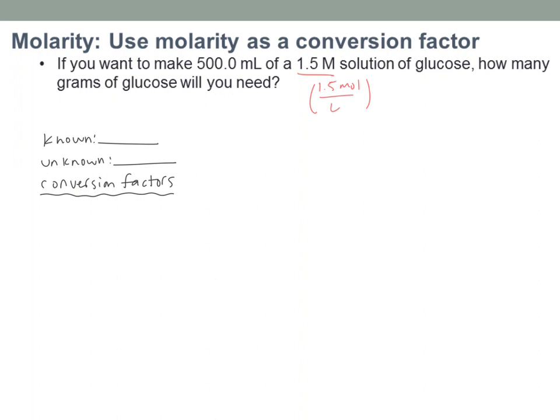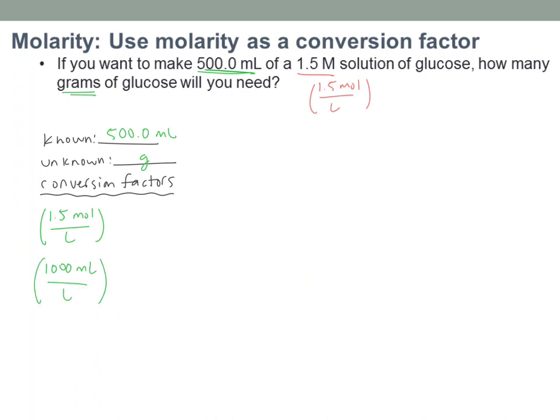Same exercise, so my known amount in this case is 500 milliliters, right? That's an amount. So I've got 500.0 milliliters. My unknown amount, it's asking how many grams of glucose. So I need grams of glucose. And then I need some conversion factors. I already know that I've got my molarity, so I'm almost certainly going to have to use molarity. So there's my molarity. It's talking about milliliters, but molarity is in liters, so I'm probably going to need 1,000 milliliters per liter.